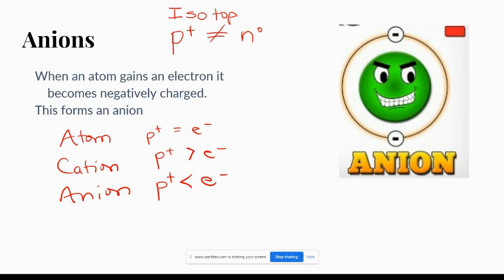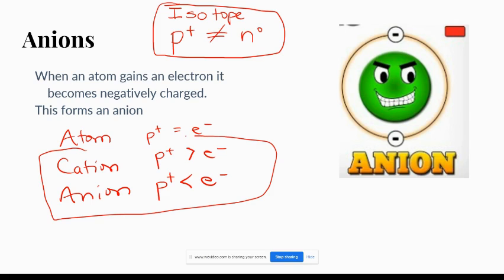Isotope, good. Okay. So you've probably had three vocabulary words that you've never really heard of before: isotope, and then cation and anion. I'm guessing you've heard of an atom before, and you've heard of protons, neutrons, and electrons before. But these are going to be three new words for you to bring in.